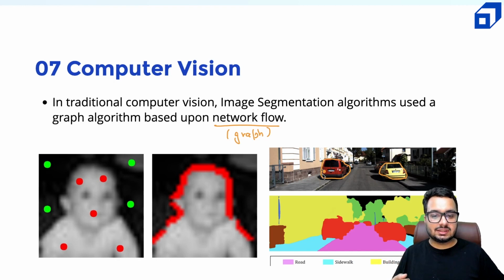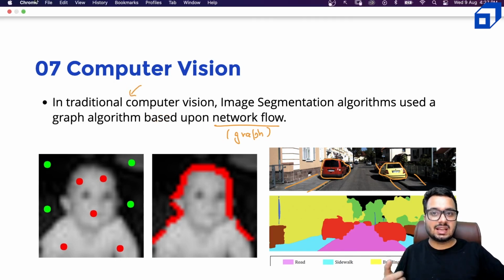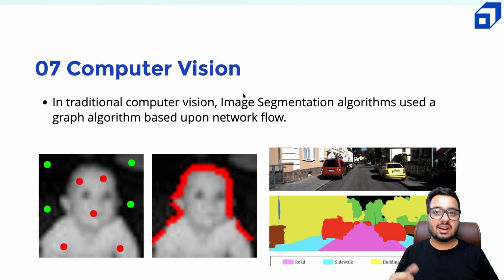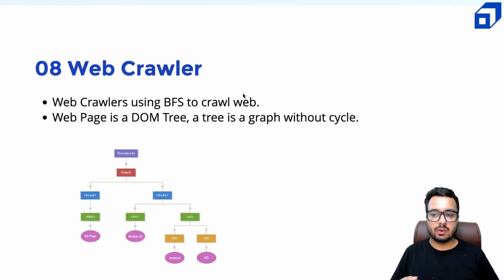In this example, the car is one object, the building is another object, this footpath is another object, the road is another object. These kinds of algorithms are often used in self-driven cars, but in today's world we have deep learning techniques for image segmentation, but the traditional way of doing this segmentation was based upon a graph algorithm called network flow.